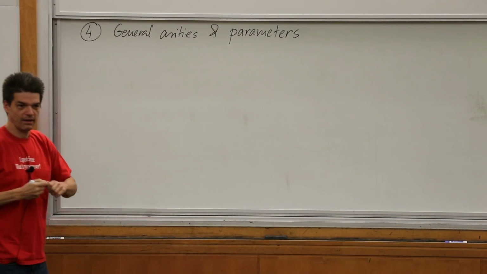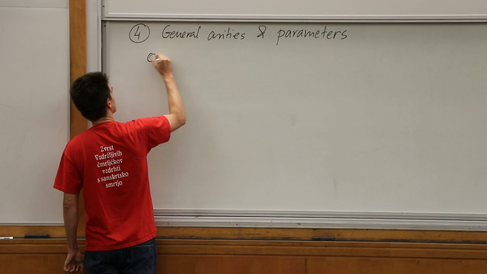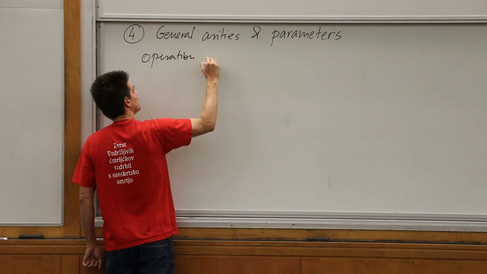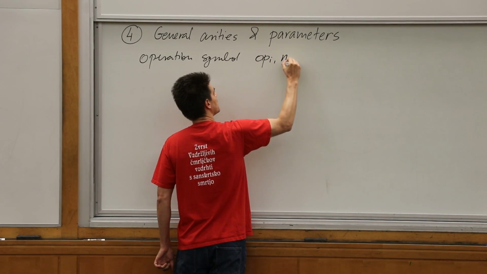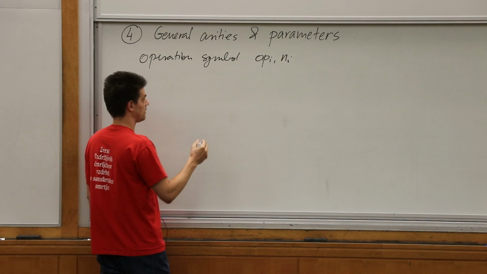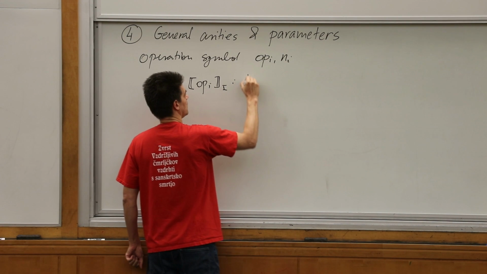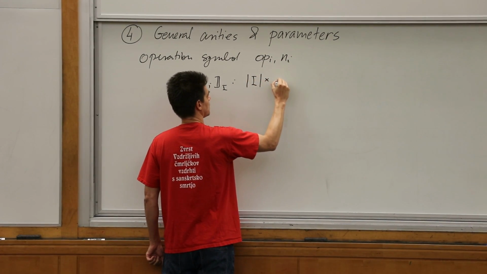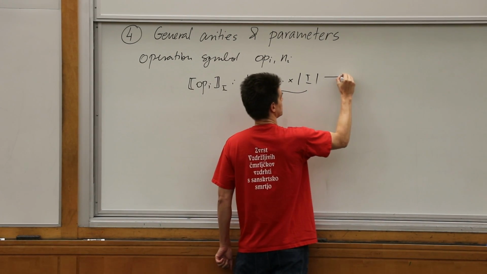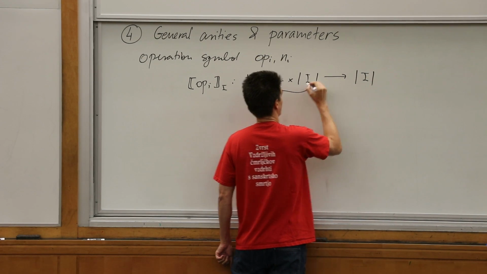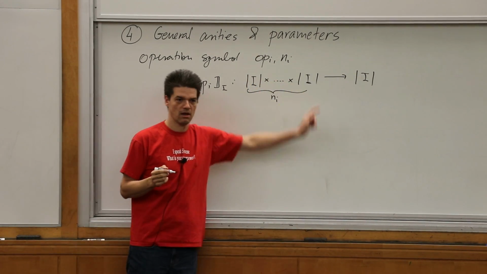Okay, so let's discuss first the general arities. When you have an operation symbol, and it has some arity ni, how do you interpret it? Well, when you interpret it in a model, it's going to be a product of ni factors, right? Because this operation wants ni arguments, so we need to give it ni arguments.